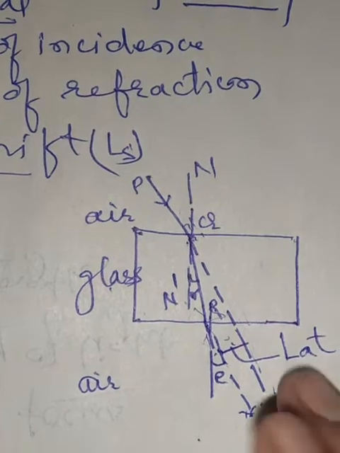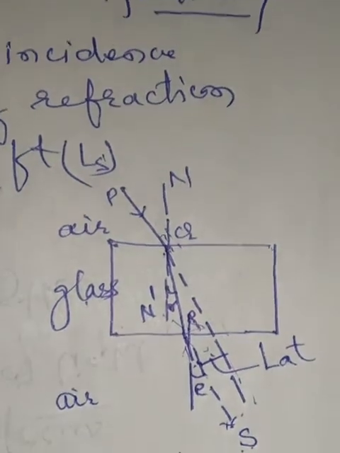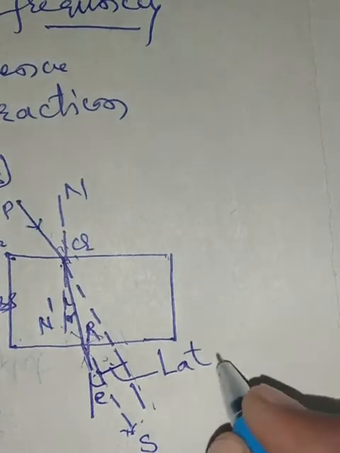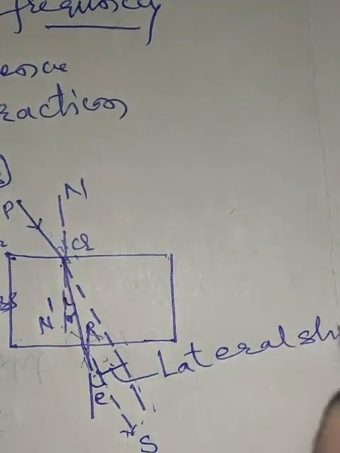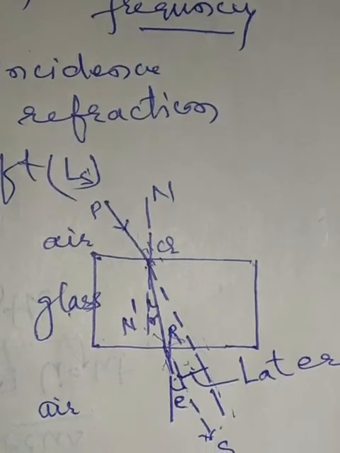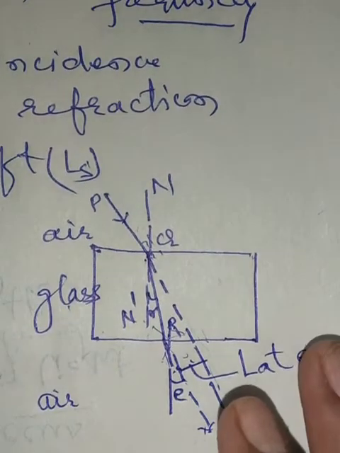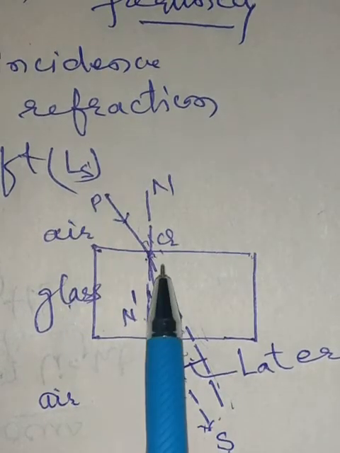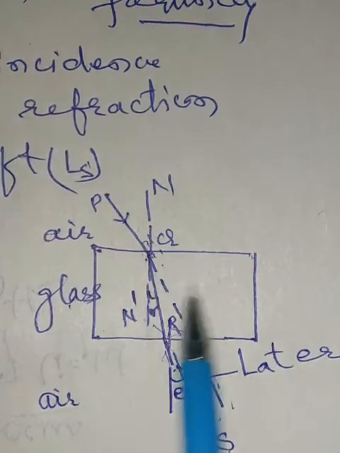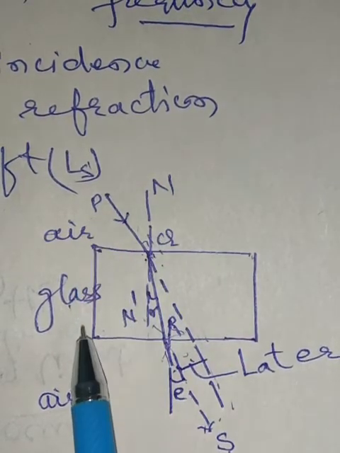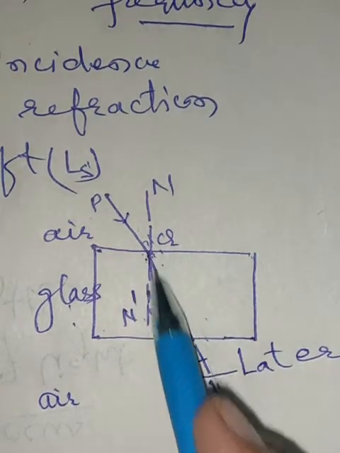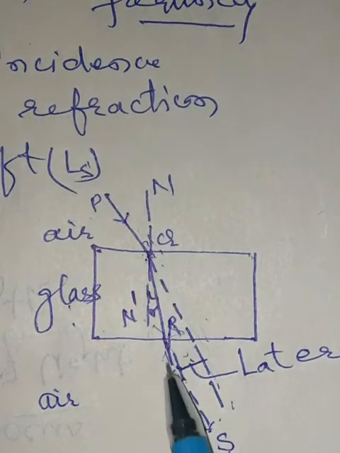ये shift को हम क्या बोलेंगे? This shift we will call lateral shift. इस shift को हम क्या कहेंगे? Lateral shift. So in case of lateral shift, what have we seen? We are considering refraction of a ray of light using the glass slab. First, PQ is the incident ray of light. As it is incident on another medium, air is the medium and this is the glass medium, instead of passing in a straight line, the ray of light will bend towards the normal. So it will pass through QR.